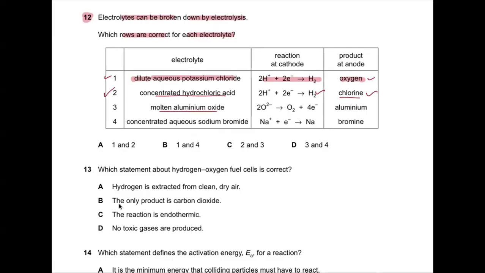Molten aluminum oxide. So at the cathode, no, we are going to get aluminium, not oxide. Concentrated aqueous sodium bromide. So it's again aqueous, so we are going to get hydrogen at the cathode, not sodium. So third and fourth are wrong. So 1 and 2 are correct. So A is the correct answer. B, C, and D are wrong.